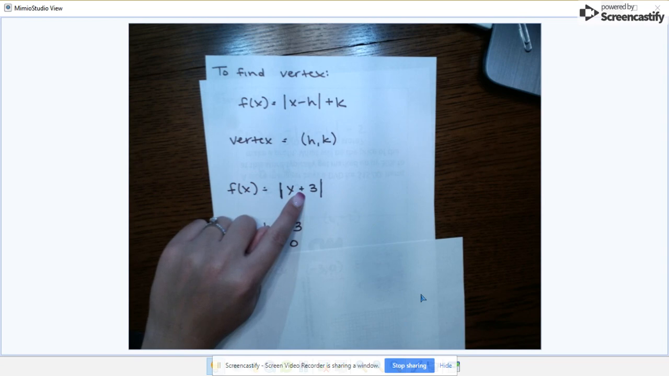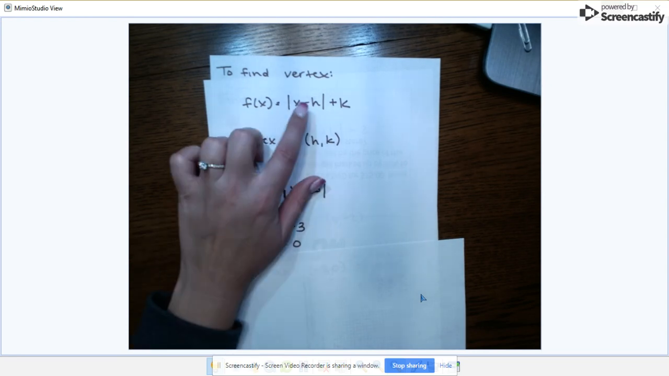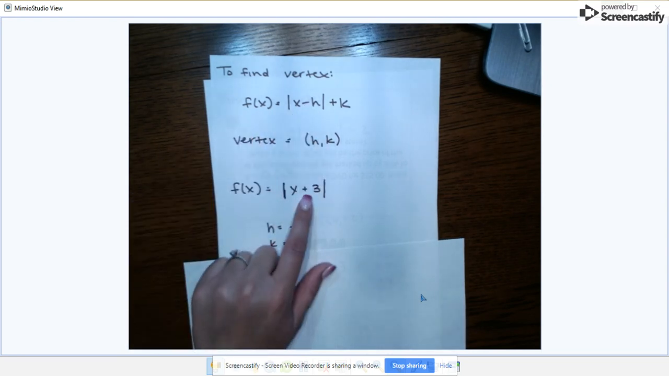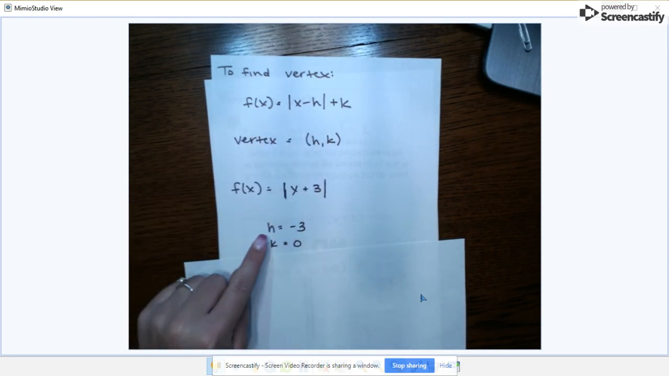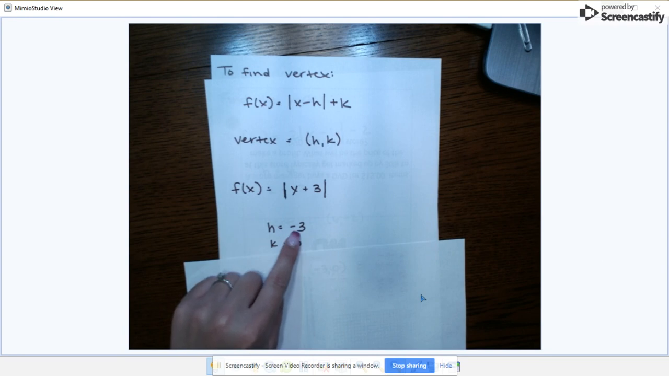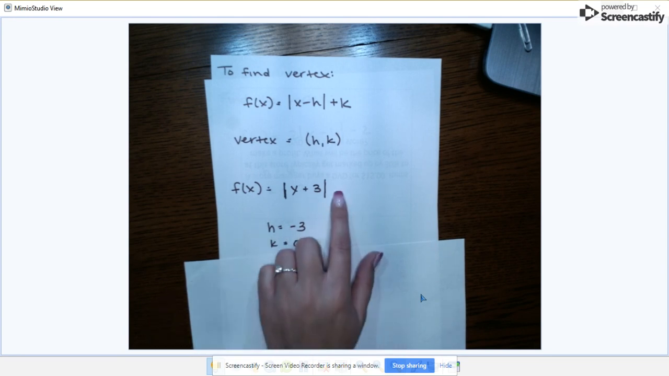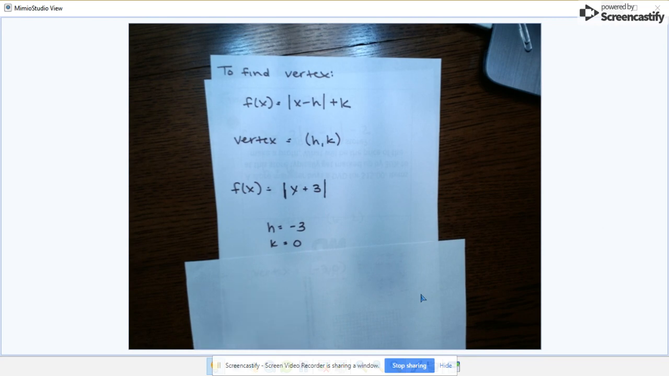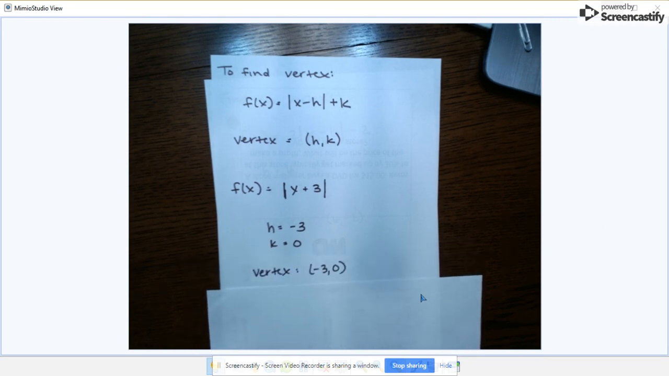So the only way to get it from a minus to a plus is to make that H value negative, because then it would be minus negative, which turns into a positive. So our H value is -3. Our K value, we don't have anything added to the end, therefore it is 0. So our vertex was -3, 0.